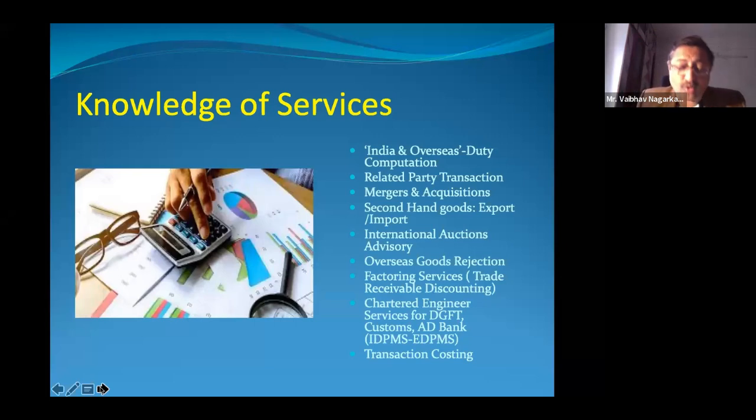But to give the right quote for an overseas would-be buyer is many times a Herculean task. To prepare that quote, you need to have knowledge of all the transactions which are going to take place.